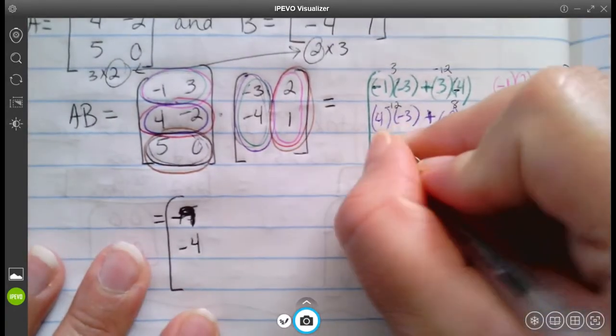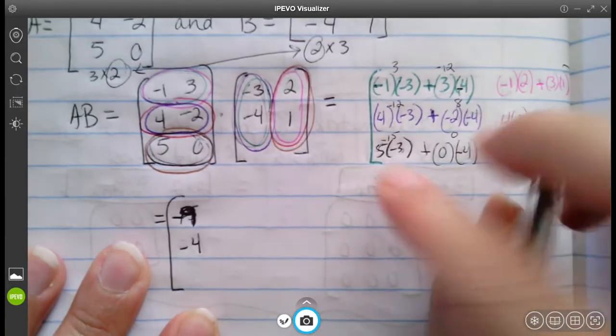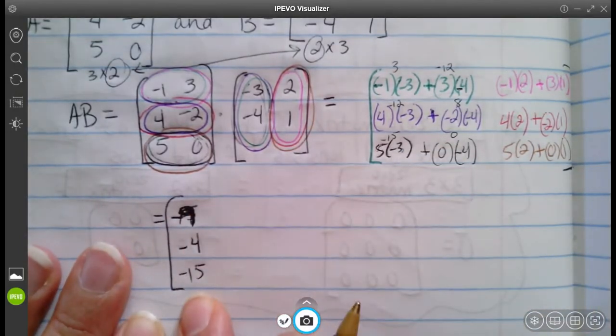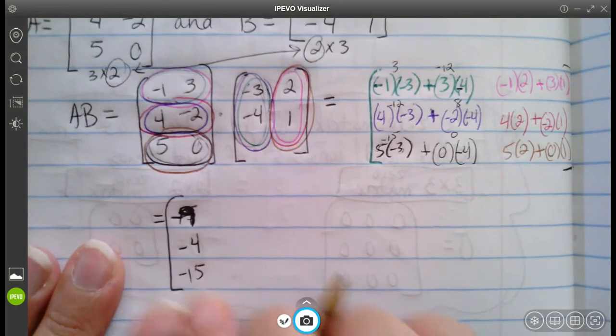5 times -3 is -15. 0 times this is just 0. So I have -15 in that third spot here, row 1, column 1. Sorry, row 3, column 1.